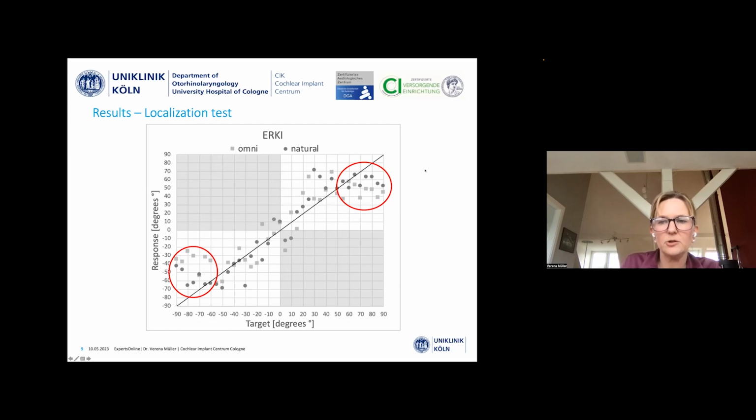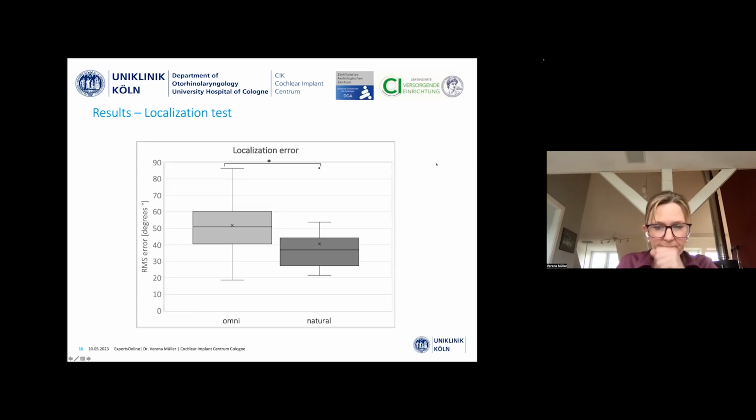So we made another calculation, and we calculated the root mean square error. That's the localization error. It's the deviation between the indicated sound source, so the response, and the actual sound source the stimulus actually came from. And we saw a significant benefit for the natural microphone mode, in that the error was a little bit smaller, about 10 degrees smaller than with the omnidirectional mode.